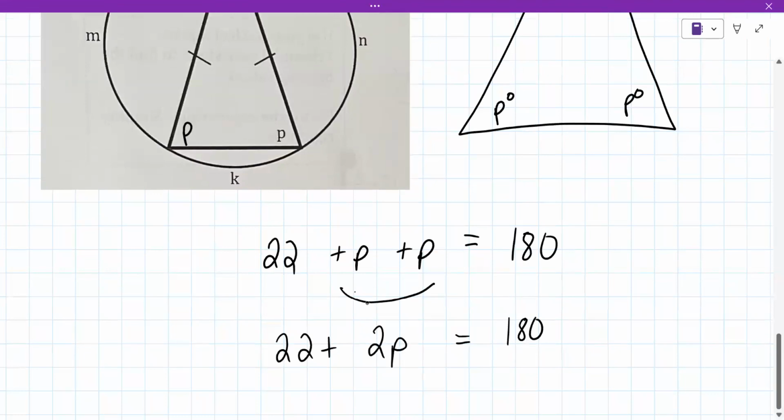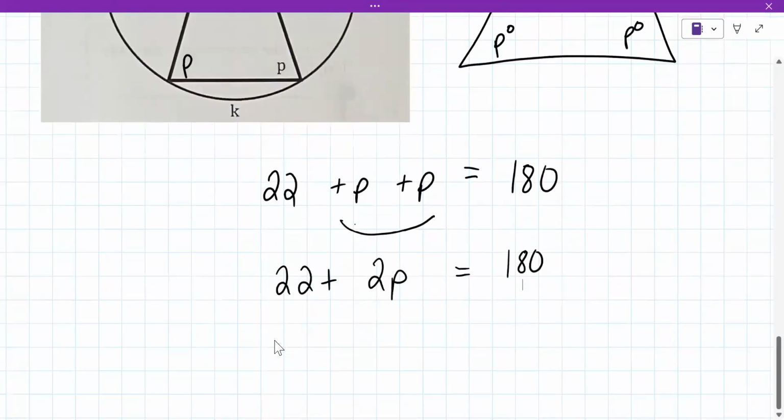So what do you undo first? You undo the 22 first. Okay, so how do you undo addition by 22? You subtract. So subtract 22 from both sides of the equation.